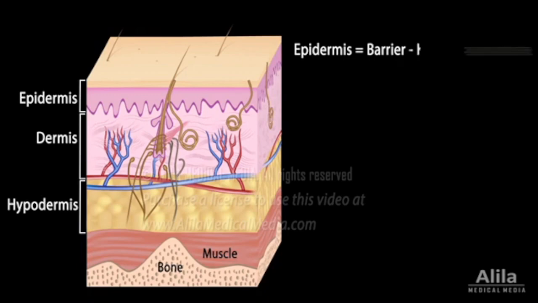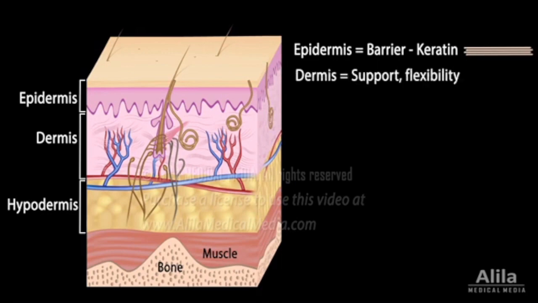It consists mainly of the protein keratin, a tough and water-insoluble structural protein. The dermis constitutes the bulk of the skin. It provides support and flexibility. The dermis consists mainly of collagen and, to a lesser extent, elastin fibers. Loss of collagen and elastin, such as with aging, causes the skin to slack.